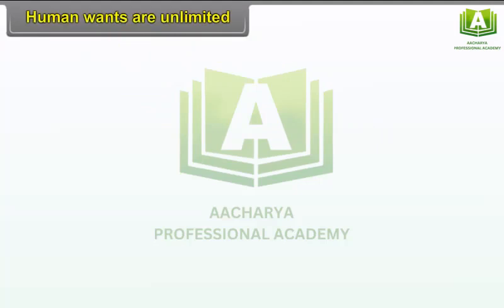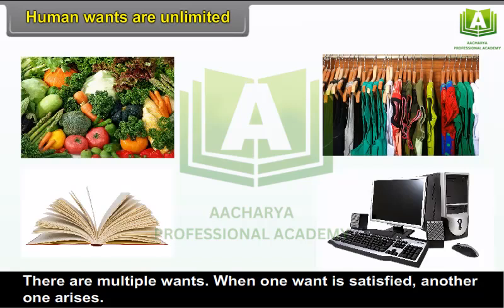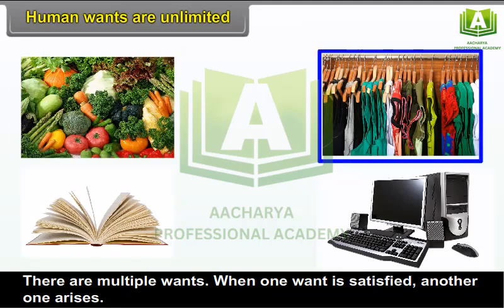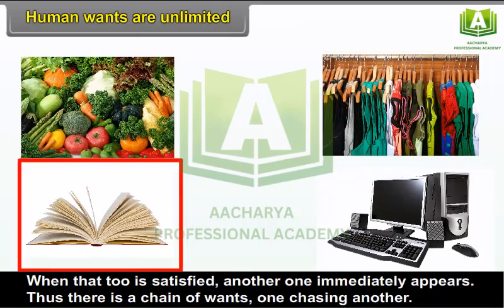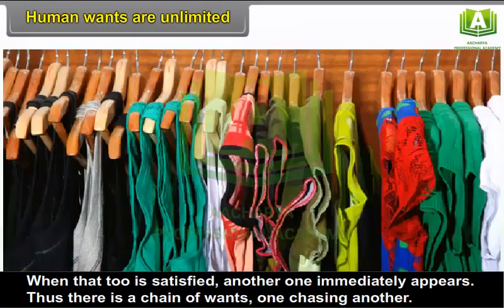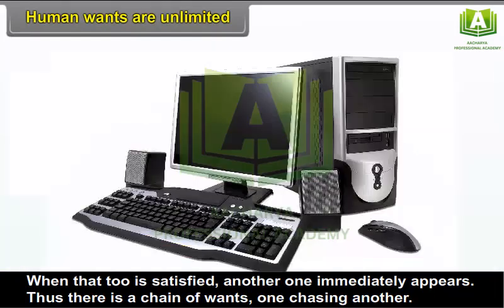Human wants are unlimited. There are multiple wants. When one want is satisfied, another one arises. When that too is satisfied, another one immediately appears. Thus, there is a chain of wants, one chasing another.